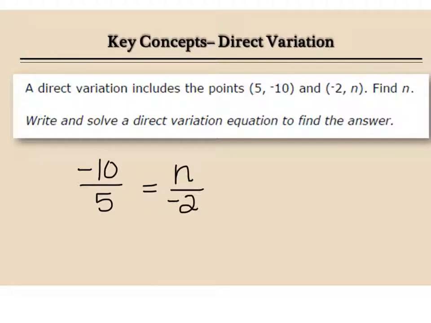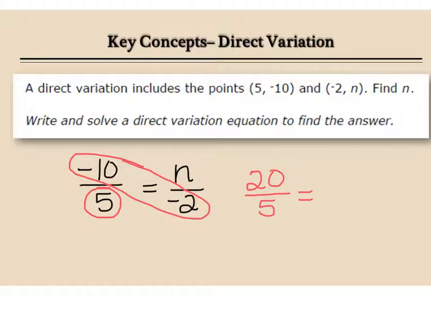Now, if you remember, when you solve proportions, sometimes you hear it as bat and ball, or you'll hear it as cross multiply and divide. Either way, I will multiply negative 10 times negative 2, and I get 20. Then I divide that by 5 and get 4. So n equals 4. And that's how you solve that one.